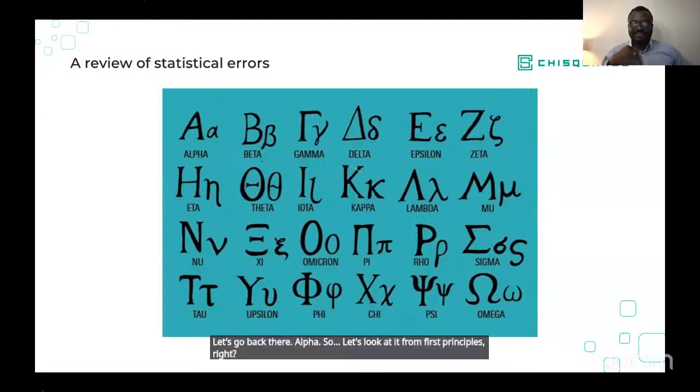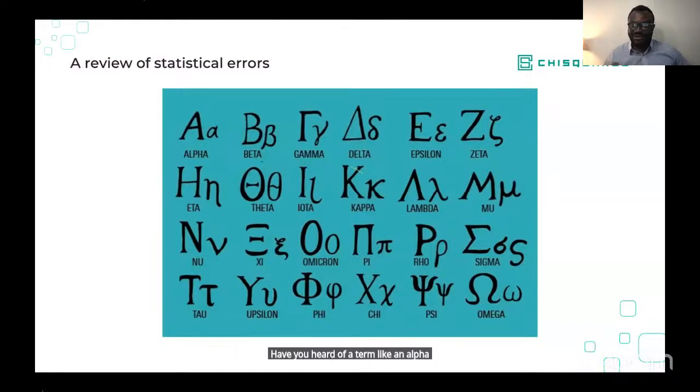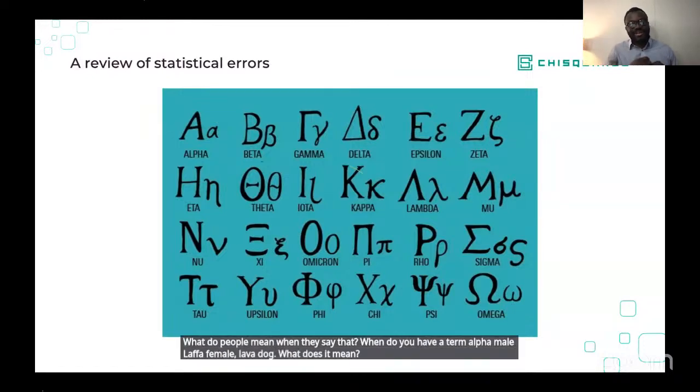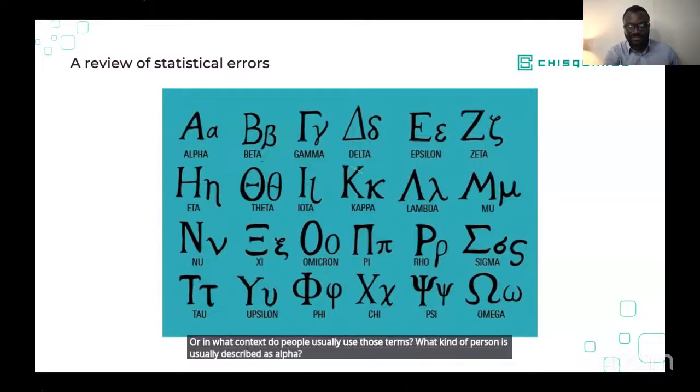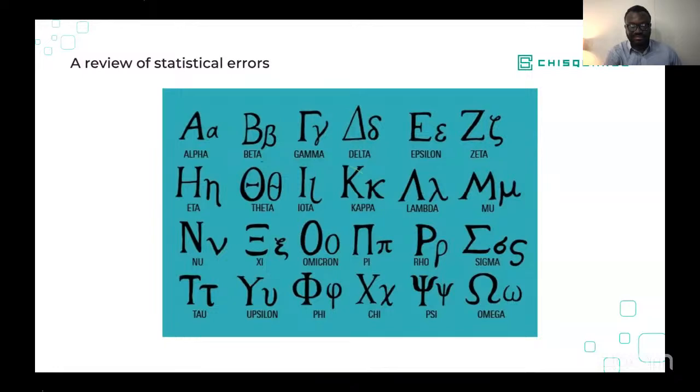Have you heard of a term like an alpha dog or an alpha male or an alpha female? What do people mean when they say that? In what context do people usually use those terms? What kind of person is usually described as alpha? Because we need to understand that to understand alpha error, alpha levels, or type 1 error. Who wants to answer?